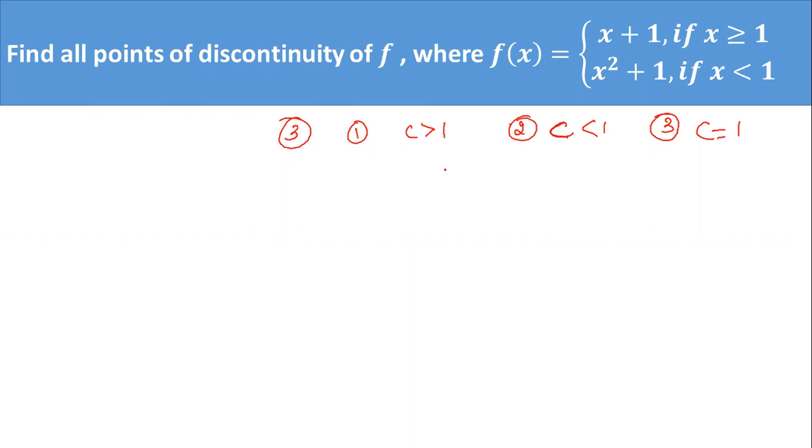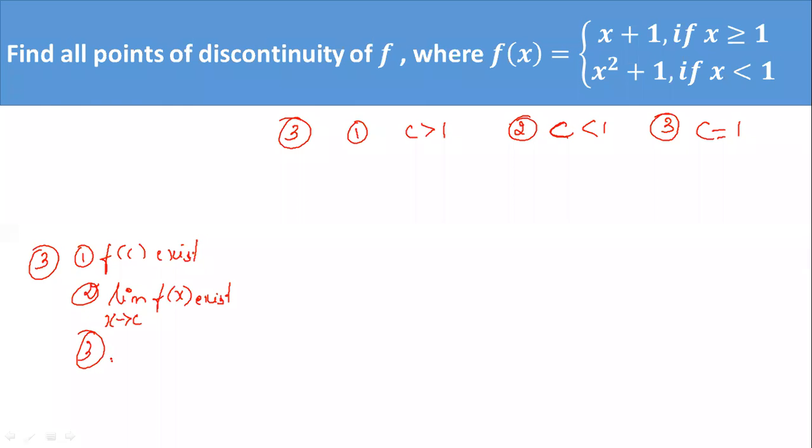Okay, till the previous session, for C greater than 1 also we used to check each and every step, that is, out of three conditions which we have to verify. The first one is f of C exists, the second one is limit of f of x as x tends to C exists, and the third condition was to check whether both are equal.